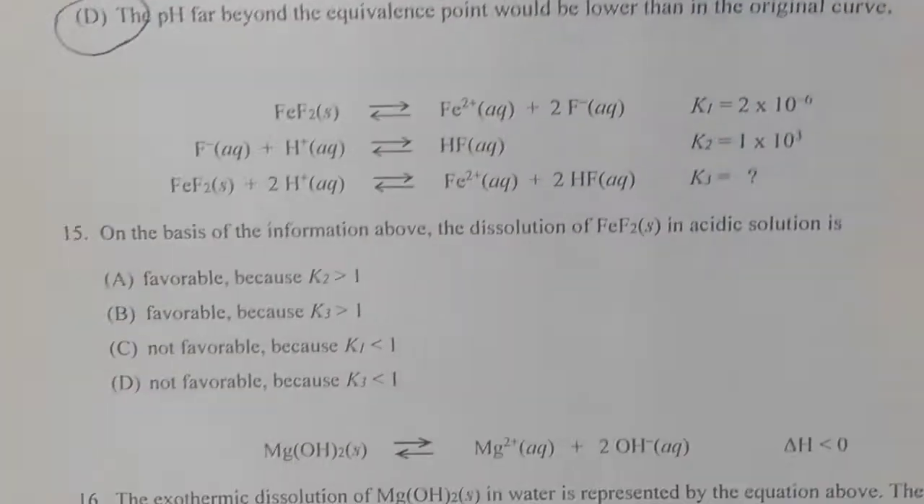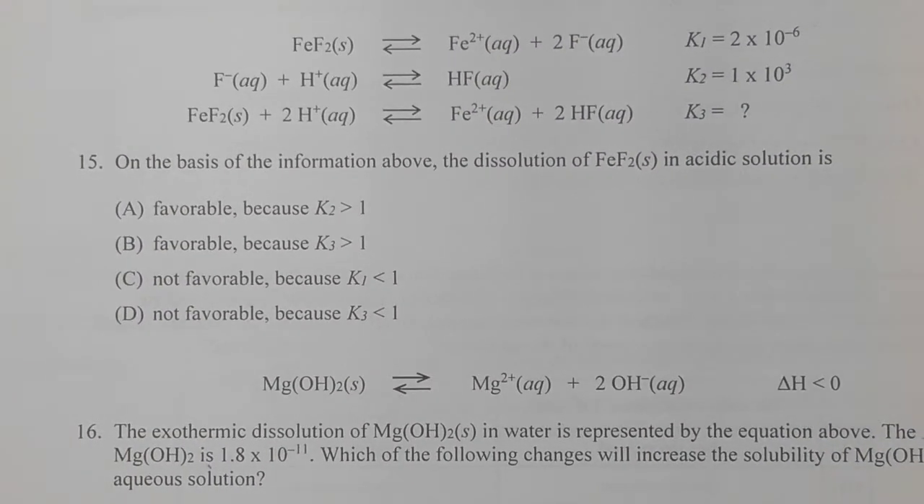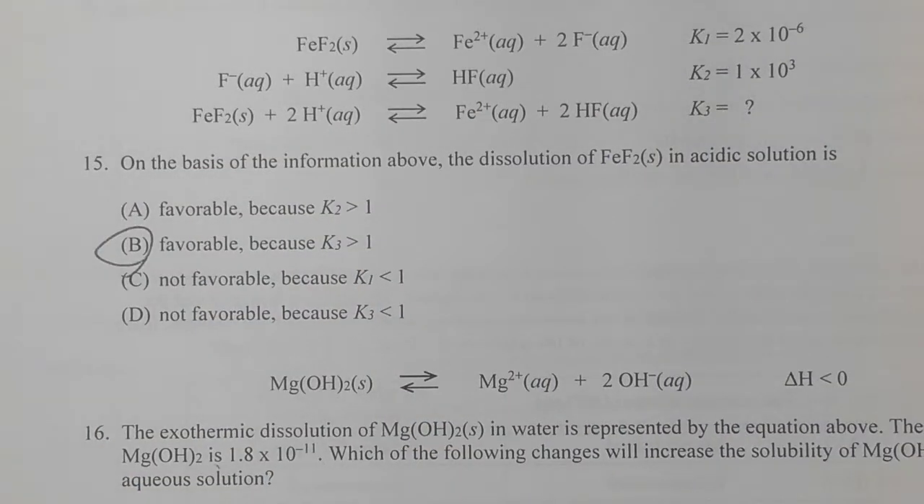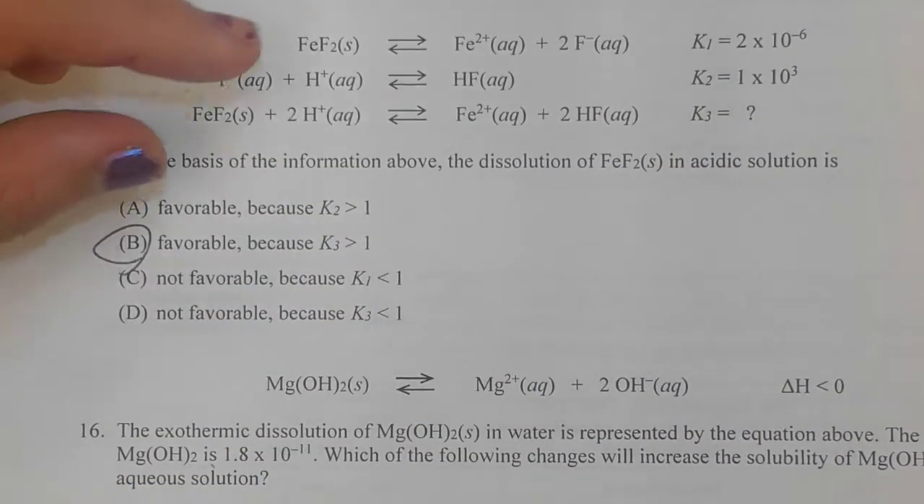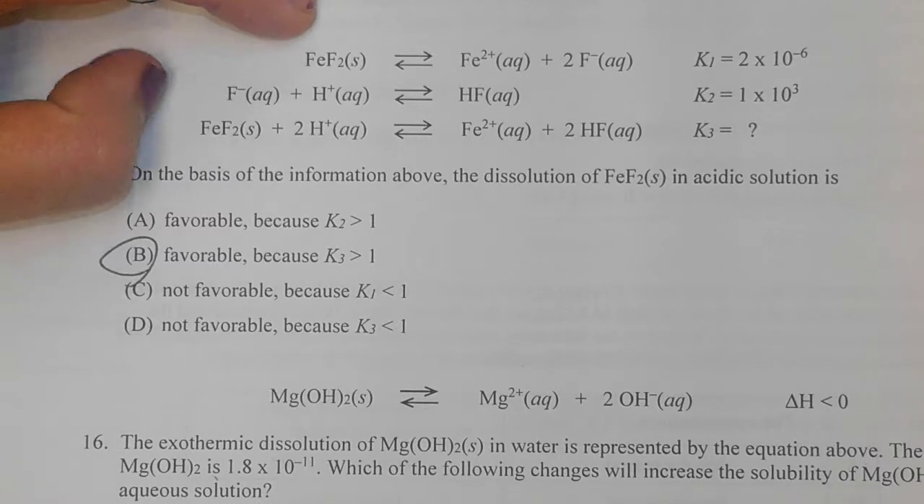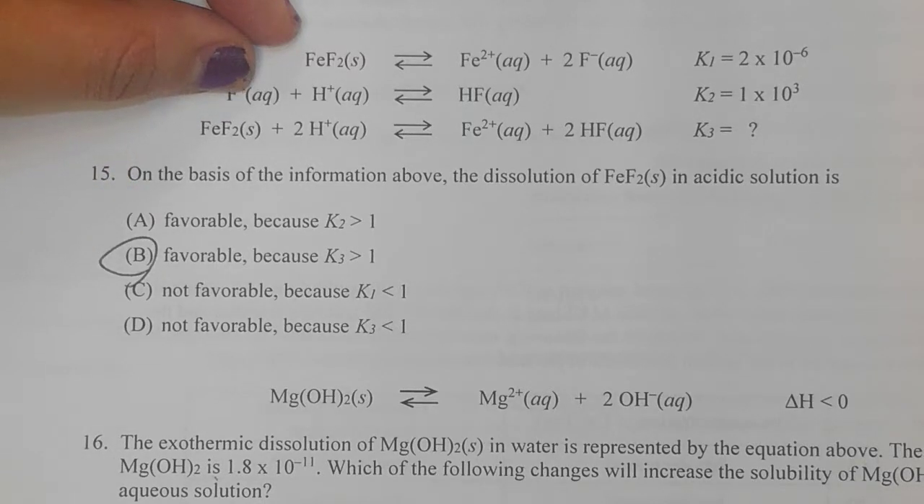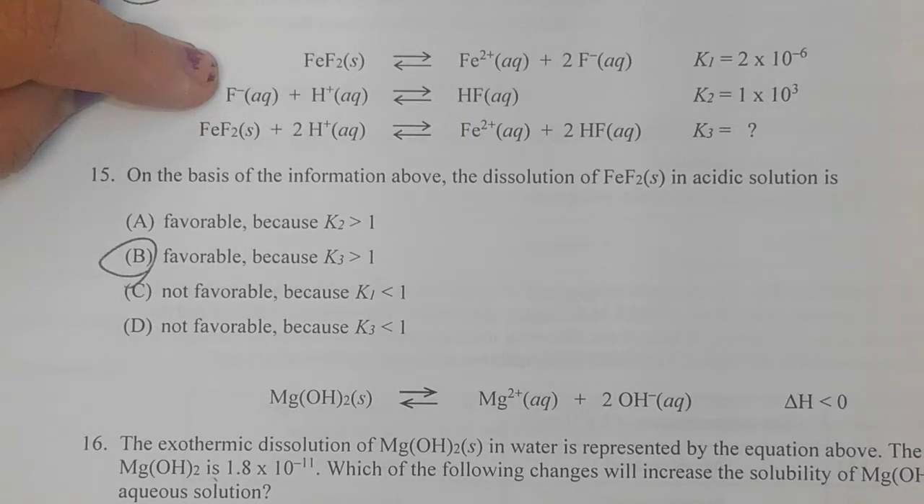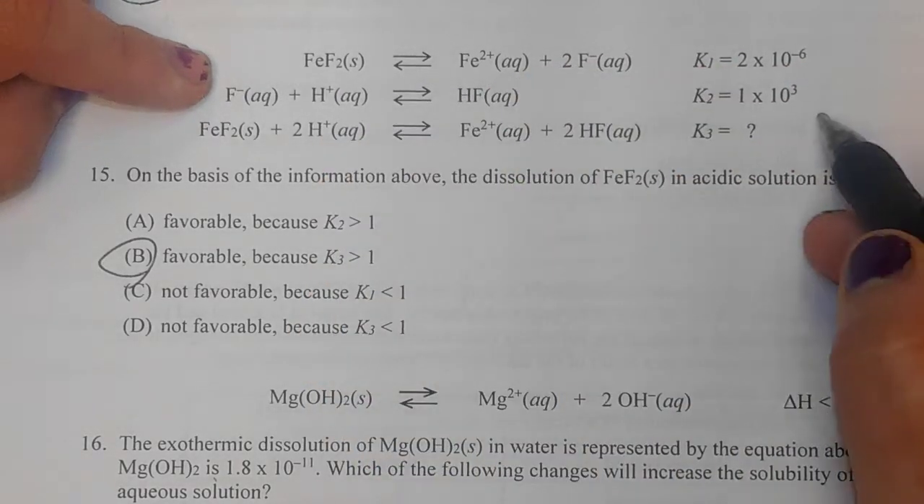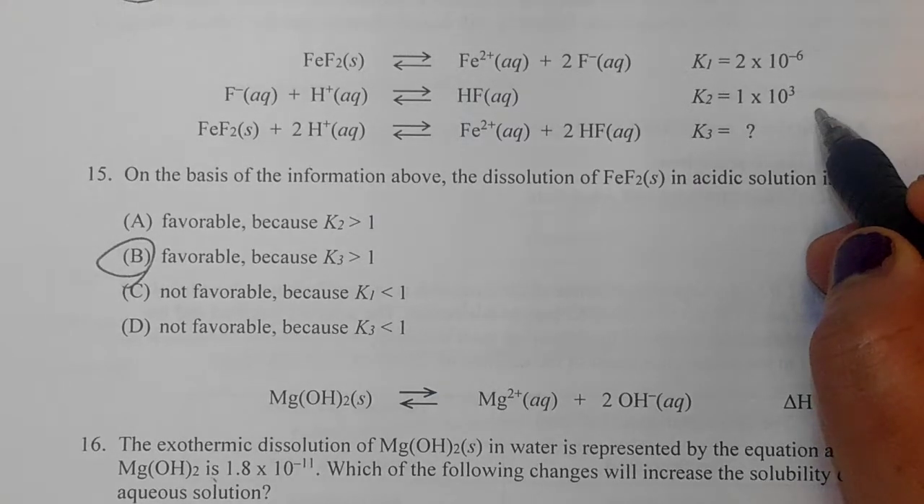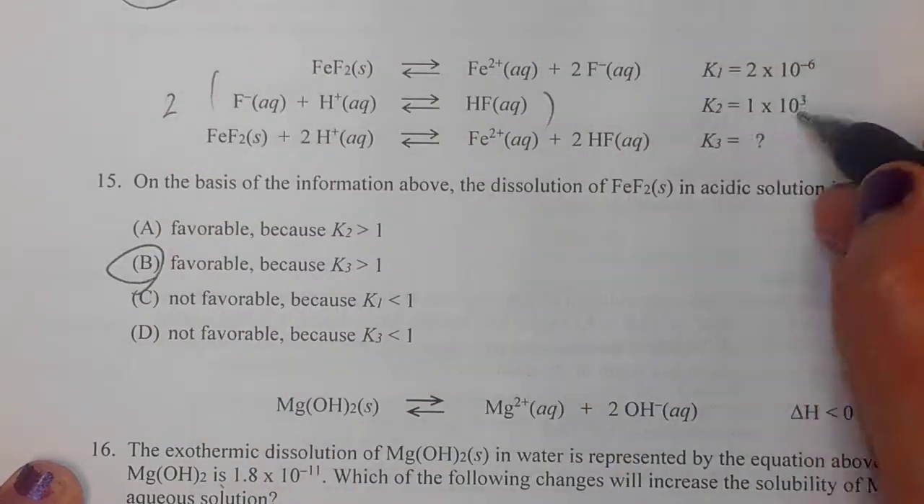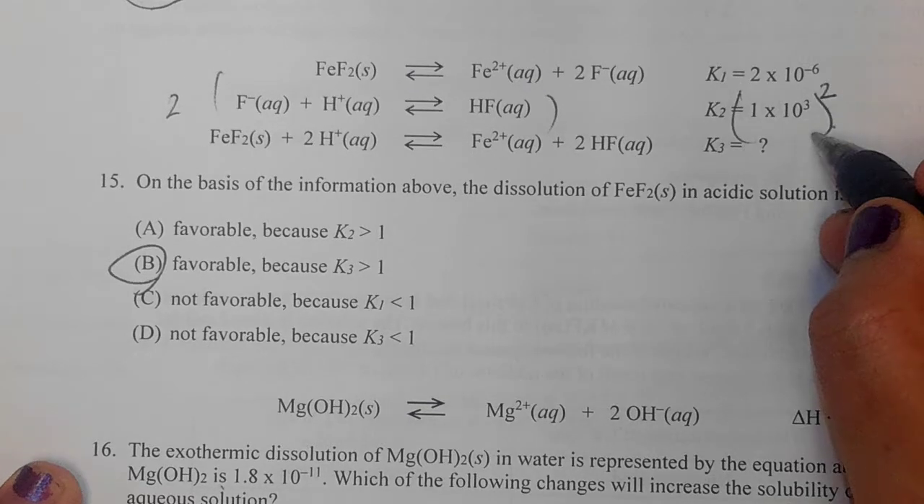All right, let's look at number 15, sorry, I forgot one. What do we get? B. Good. Notice that you don't have to calculate, but it's literally what you're doing. You are adding these two equations, and you're multiplying, because this equation is multiplied by 2. If it's multiplied by 2, what happens to this? Squared. So remember that. If it's multiplied by 2, you are squaring this.